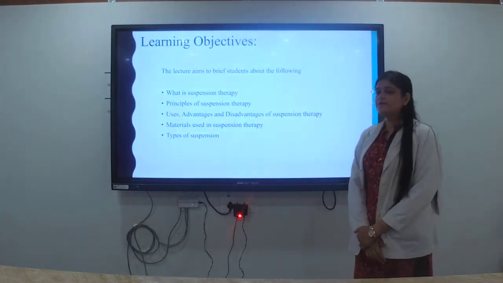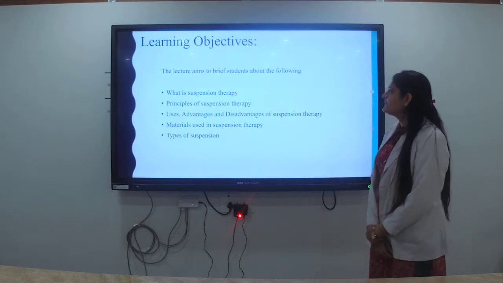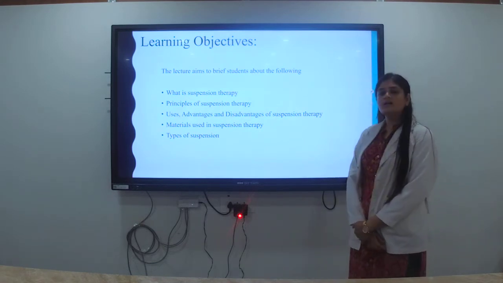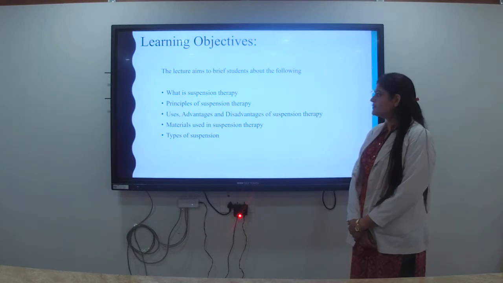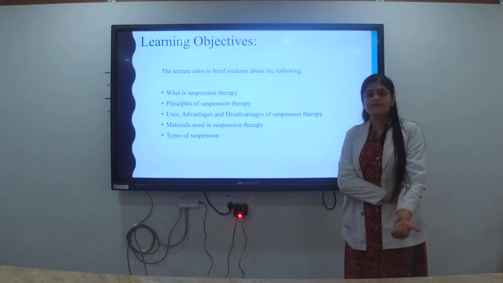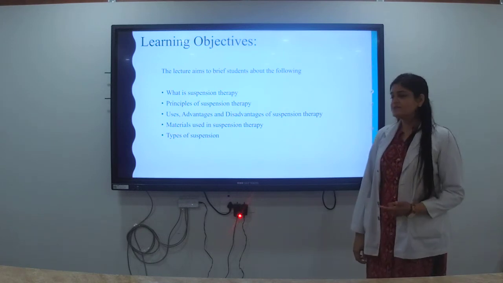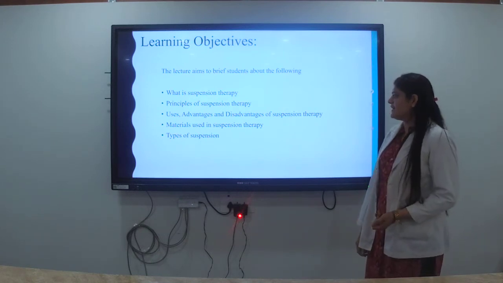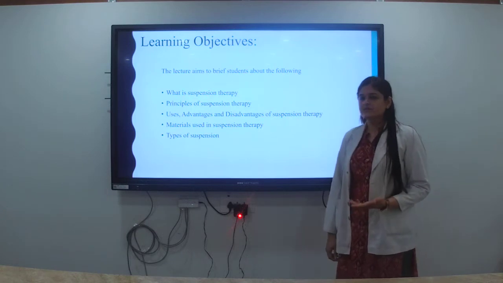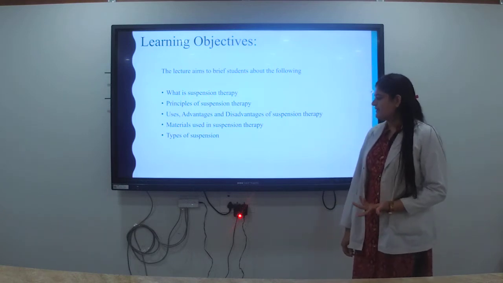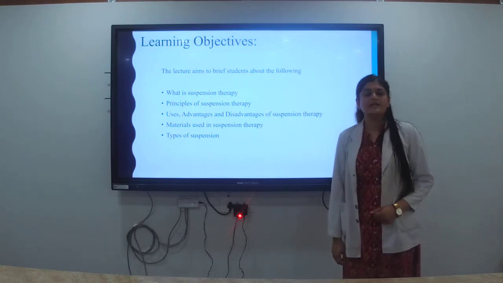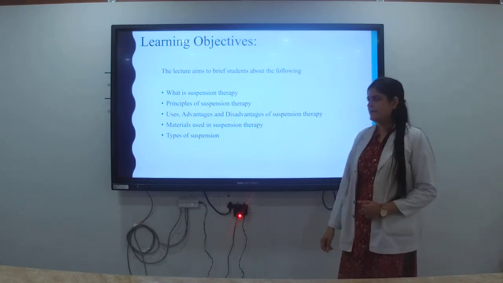The objectives for today's presentation would be that the students should understand the brief definition of suspension therapy, the principles on which suspension therapy is based, uses, advantages and disadvantages of suspension therapy, the materials, instruments, ropes and everything used in suspension therapy, and the various types of suspension therapy.